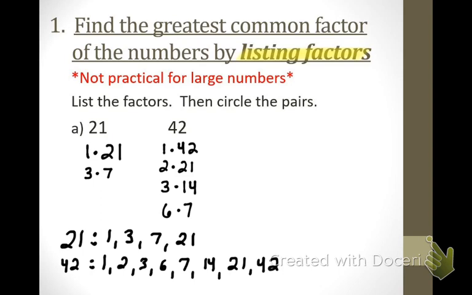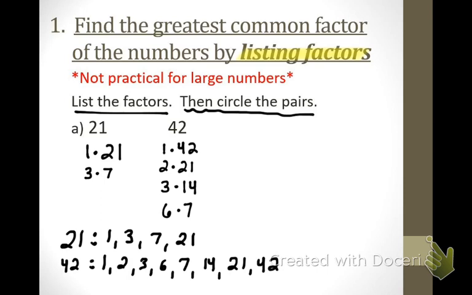Okay, so we know the first thing it told us to do was to list the factors. What is the second part it tells us to do now? It says then circle the pairs. So I want you to pull out your red pen. Tonight on your homework, you're not going to use a red pen, but I do want you to use it today just to help us have these pop out a little bit more.